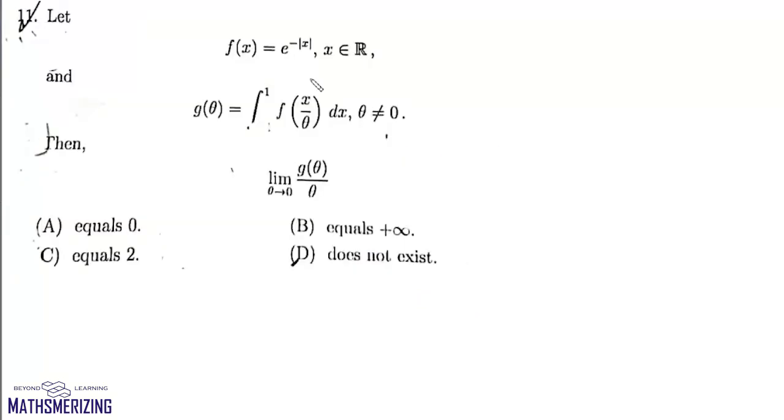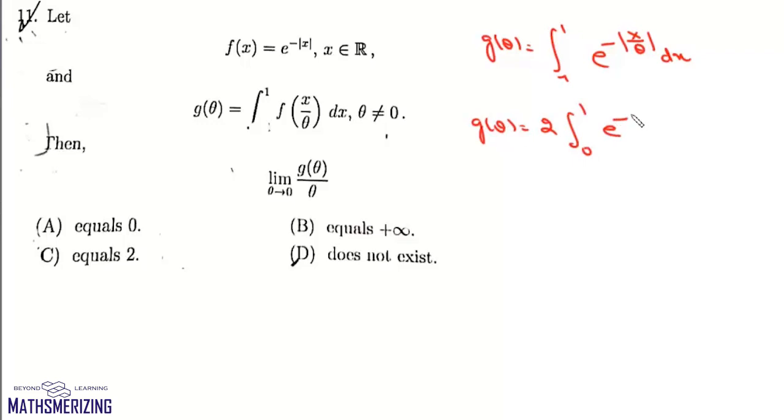Here the question is, f(x) is e to the power minus mod x, and we are given this g(theta), which is the integral from -1 to 1 of f(x/theta), which is e to the power minus mod of x upon theta, dx. Now this function is an even function, so we can write g(theta) as 2 times the integral from 0 to 1 of e to the power minus mod x upon mod theta dx. Now when x is greater than 0, mod x is simply x. So it will be 2 times the integral from 0 to 1 of e to the power minus x upon mod theta dx.